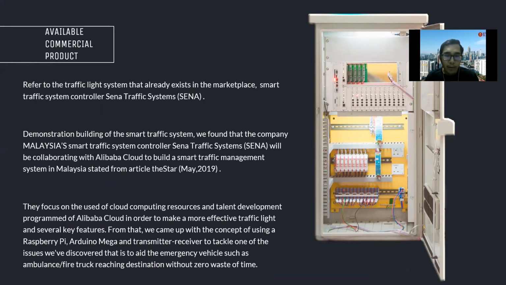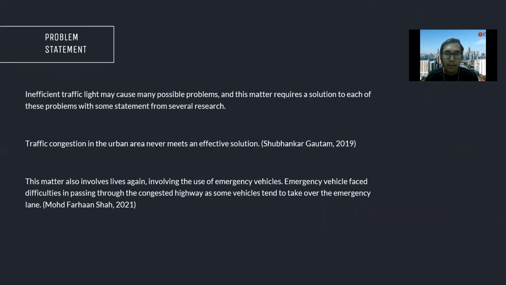From that, we came up with the concept of using a Raspberry Pi, Arduino Maker, and transmitter receiver to tackle one of the issues we have discovered, that is to aid emergency vehicles such as ambulances and fire trucks in reaching their destination without waste of time. That's the problem statement. We focus on the inefficient traffic light causing many possible problems, and this requires a solution to each of these problems, with some statements from several research.